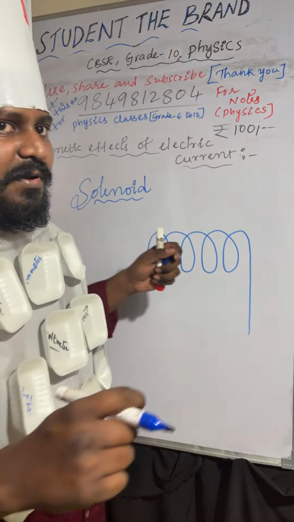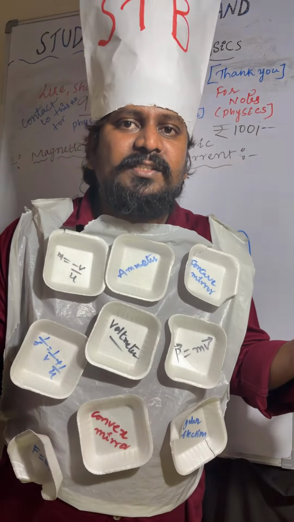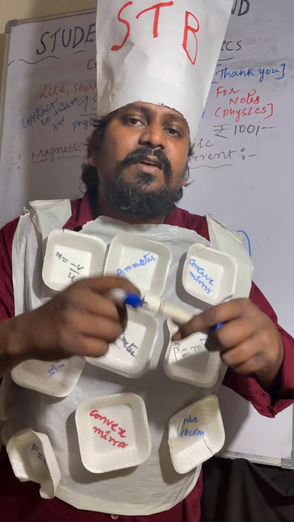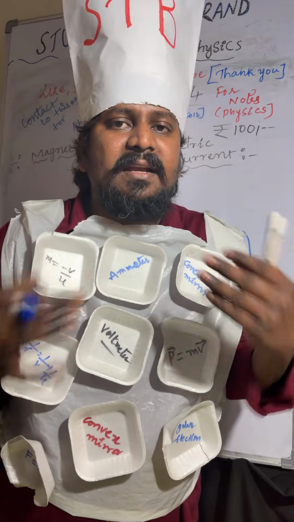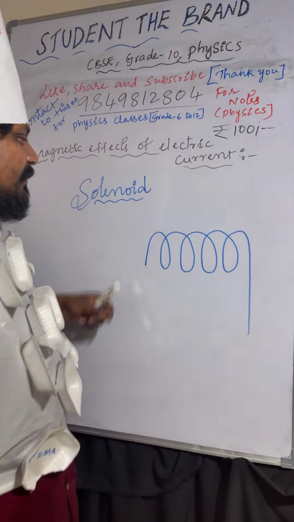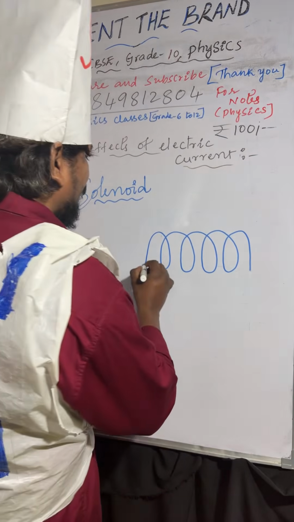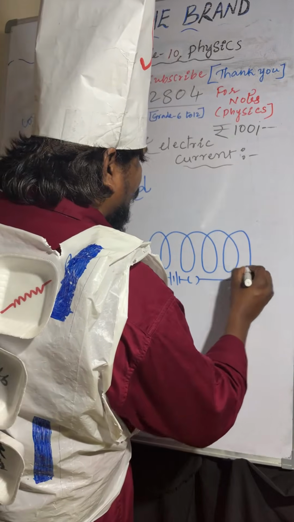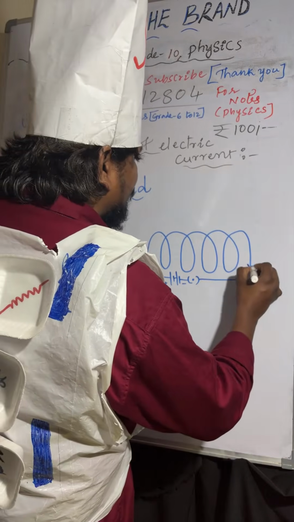Take a straight insulated copper wire and wrap it in the form of a cylindrical shape. Connect it to the circuit and it acts as a magnet. That is called a solenoid. So I am connecting the circuit here like this: battery, positive terminal, negative terminal, switch, and current is passing like this.